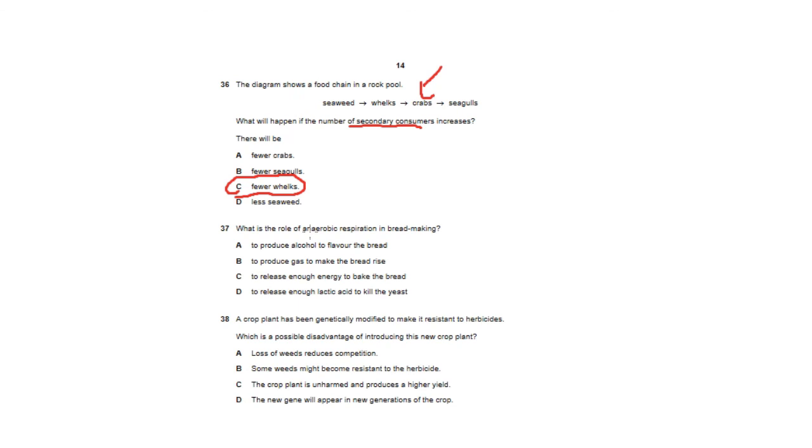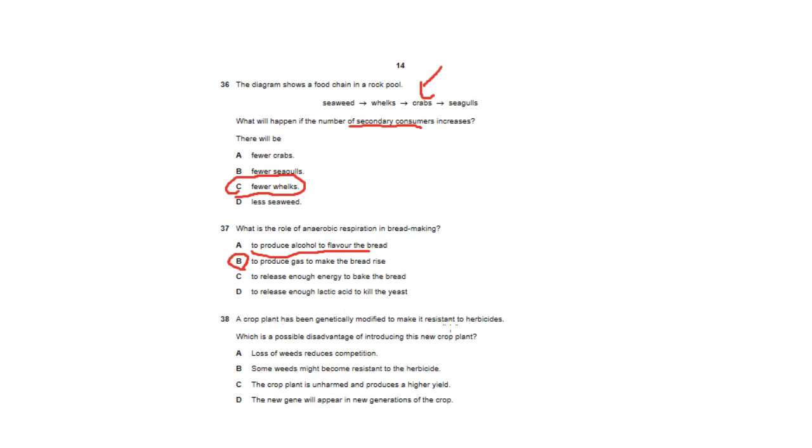What is the role of anaerobic respiration in bread making? Anaerobic respiration is where yeast makes CO2 out of sugar. To produce alcohol to flavor the bread? No, that is a longer process and that only works without oxygen. To produce gas to make the bread rise, that is why we do it. To release energy? No, that's not why. To release enough lactic acid to kill the yeast? No, it's the heat that kills the yeast.